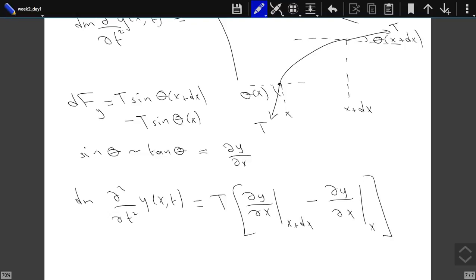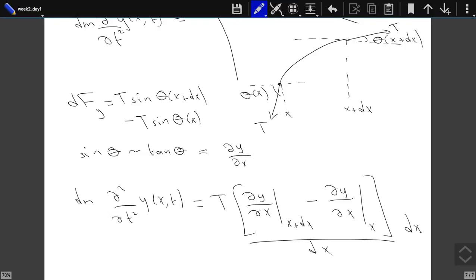Because here I have the angle at the point x plus dx, here I have the angle at the point x. So those are the slopes at two different points. Let me divide this thing by dx and multiply by dx. Well, you see, forget about that, this function being dy by dx. This is just some function. We don't know this form, but it's just some function.